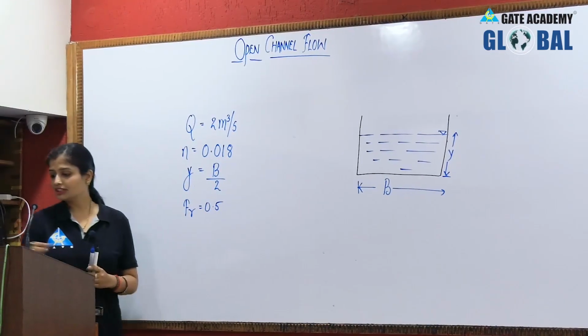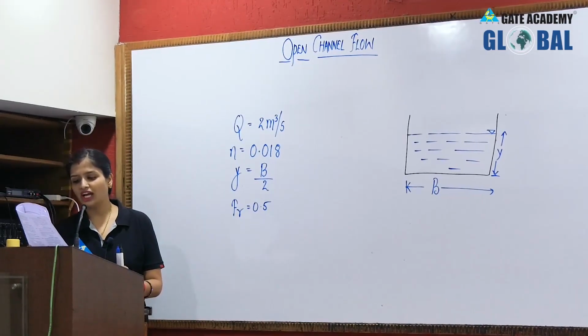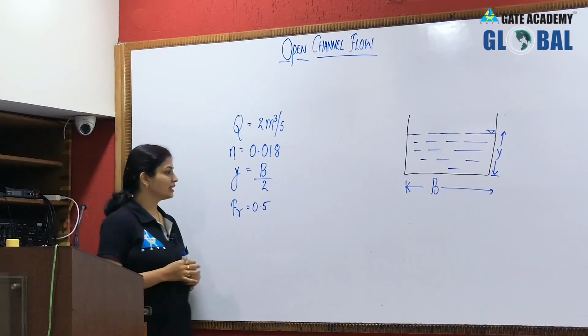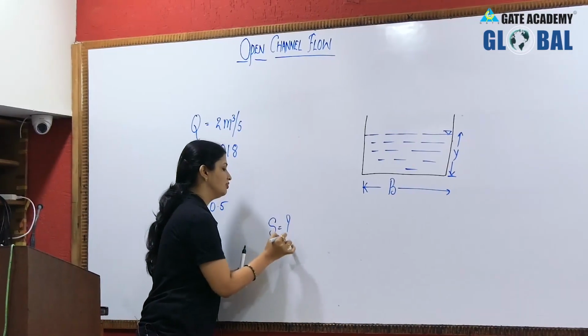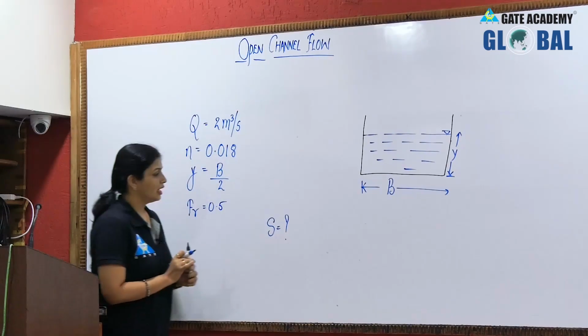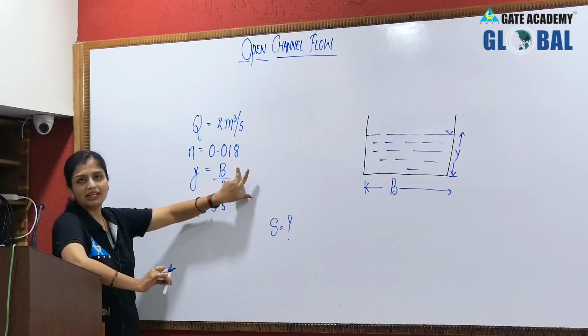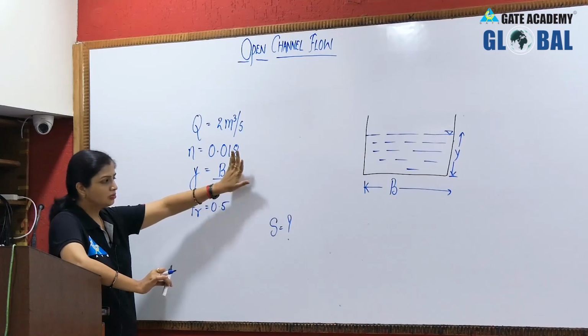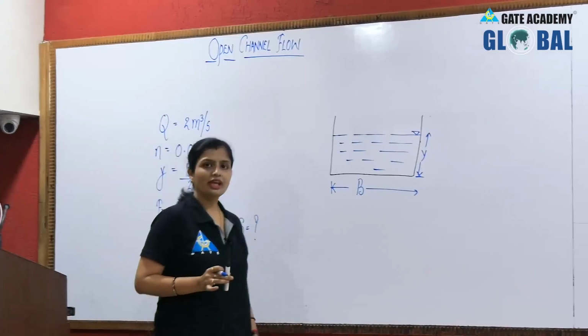Now let us look at what is the first question they are asking. The bed slope of the channel to be provided is. What is the slope which is to be provided? This is the first part of your question. So now, since you have been given Manning's coefficient, you use Manning's formula for calculating the velocity.